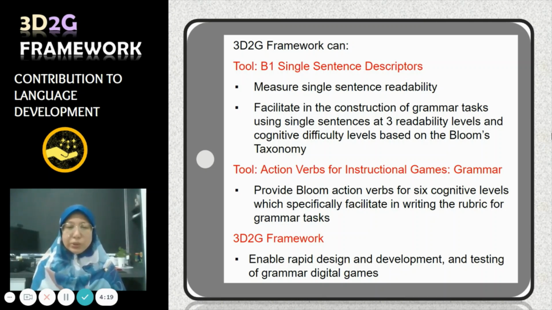The second one is tool, action verbs for instructional games grammar. It provides Bloom action verbs for 6 cognitive levels, which specifically facilitate in writing the rubric for grammar task. The last one is the framework itself. It enables rapid game design and development and testing of grammar digital games.